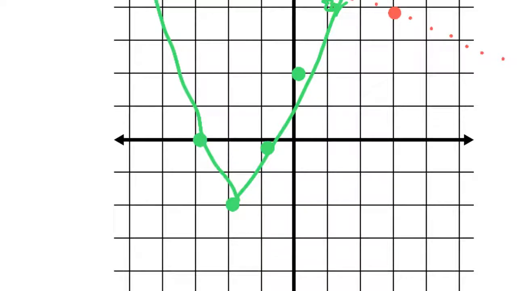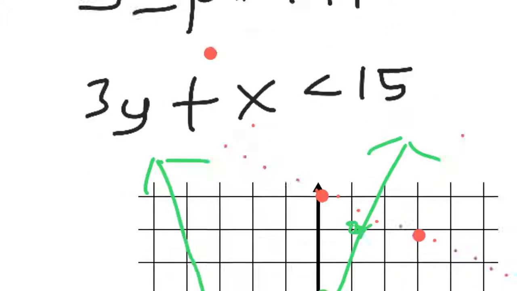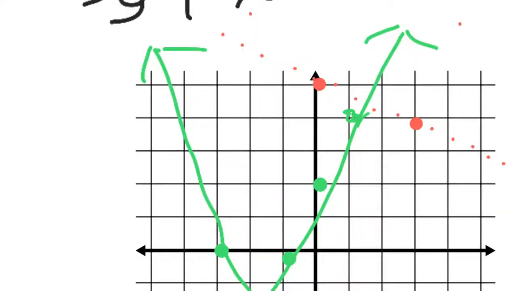Plug in -2, 0. If you plug in -2 in here for x and 0 in for y, the left side is 0. The right side simplifies to be -2 when you plug in -2 in here, because that's -4. -4 plus 4 is 0. Absolute value of 0 is 0, and 0 minus 2 gives you -2. So is 0 greater than or equal to -2? It is indeed. So that means we shade going this way.